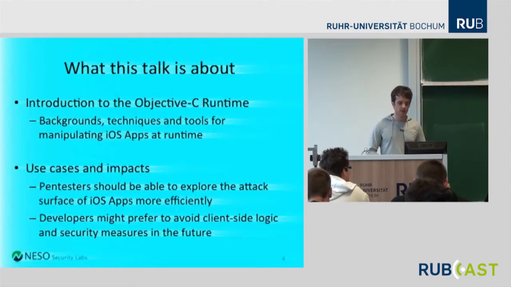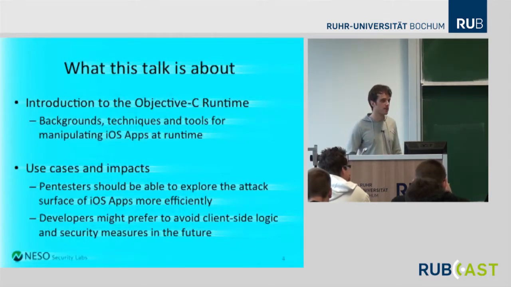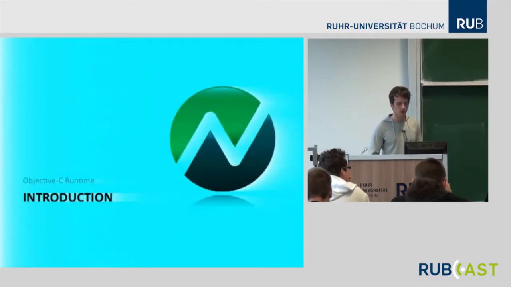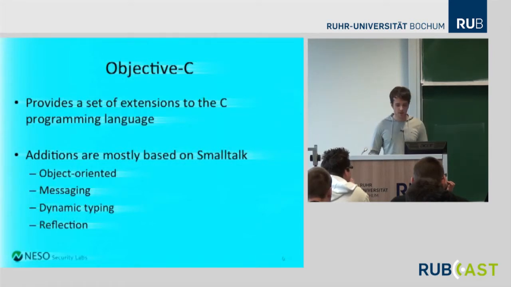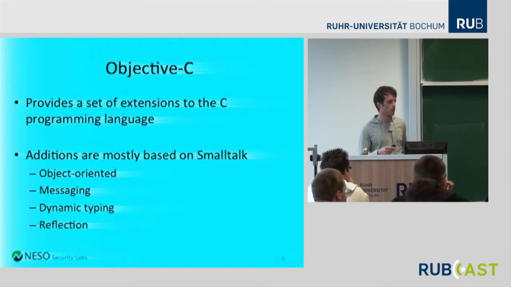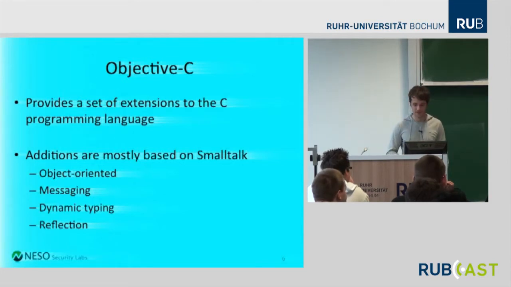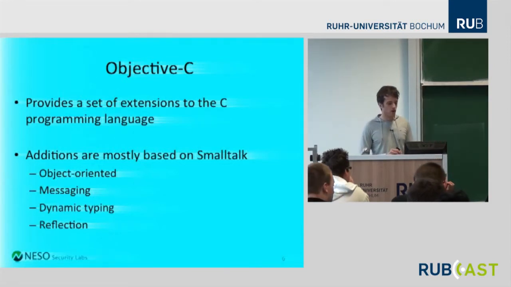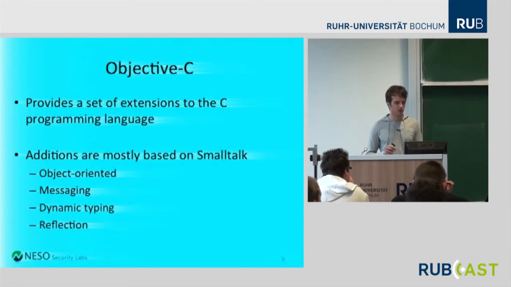Let's start with a quick introduction to the Objective-C runtime. Before we have a closer look at the runtime, let's talk about Objective-C for a moment. Objective-C was developed in the early 1980s, and it was the main language used for the NeXTSTEP operating system, from which OS X and iOS have derived. Therefore, all iOS apps are written in Objective-C.